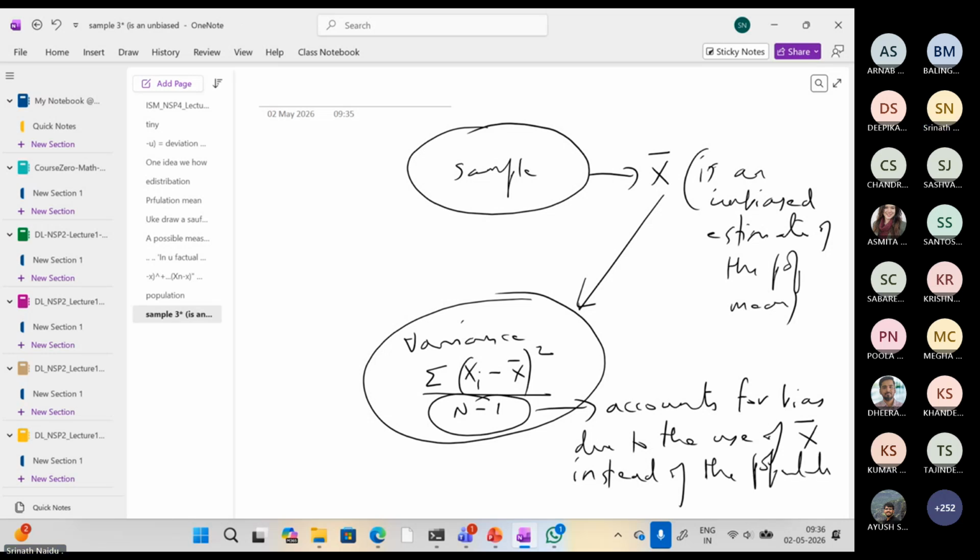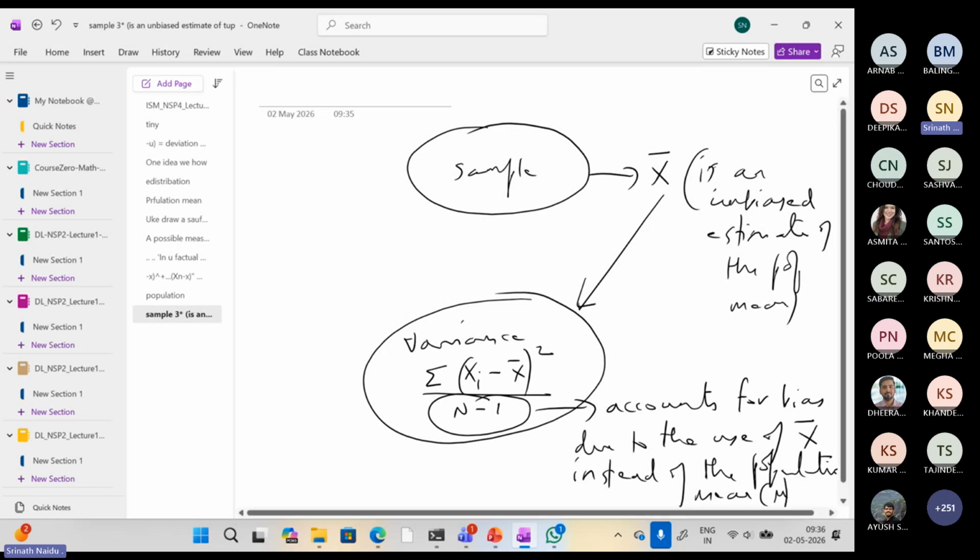Sir, is it always n minus 1 or dependent on some other? No, it's always n minus 1.